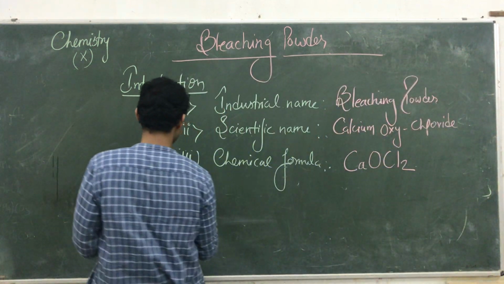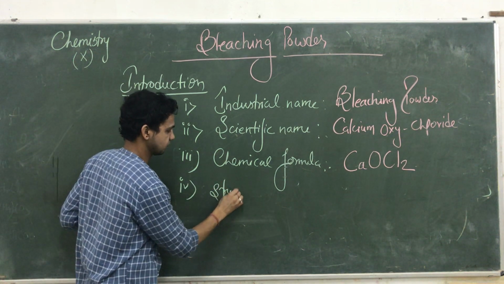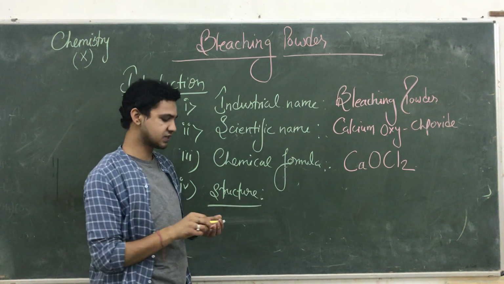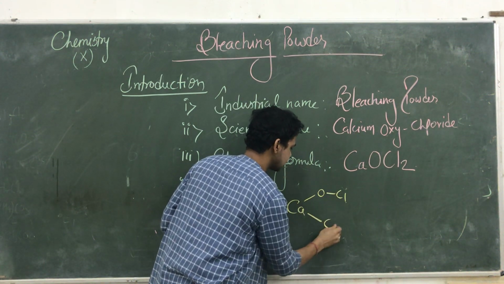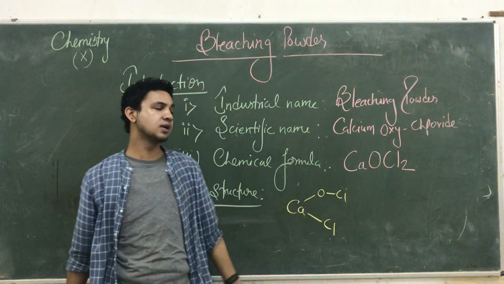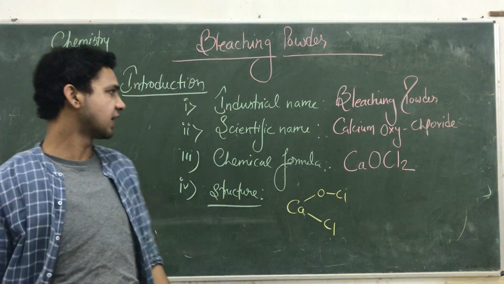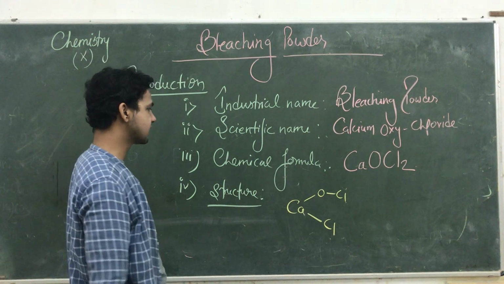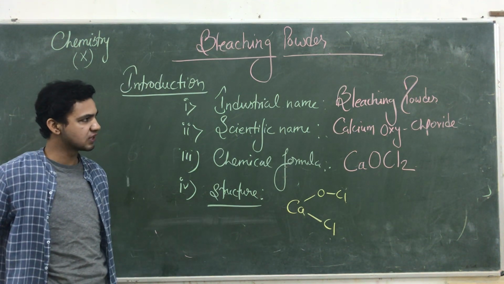The next, fourth subheading, is structure, because with the help of structure we are going to solve its reactions. Its structure is like this: CaOCl and Cl. CaOCl2, calcium oxychloride, or calcium monooxy. How many chlorides? 2, so dichloride. So its industrial name is bleaching powder, its scientific name is calcium oxychloride, its chemical formula is CaOCl2, and its structure is CaOCl2.